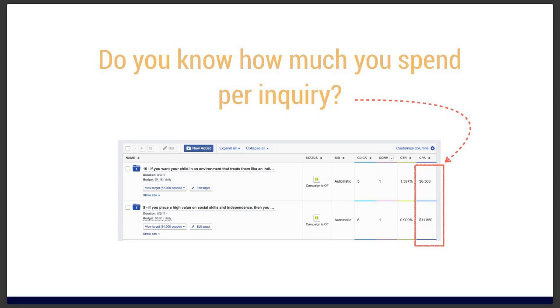So let's say your average tuition is about $10,000 a year, which I would say is pretty average across the continent. We see higher and lower, but average is about $10,000 a year. If we just make these numbers a little more round, and it takes $10 per inquiry, and it takes 4 inquiries to get an enrollment, then it costs you $40 to achieve an enrollment.